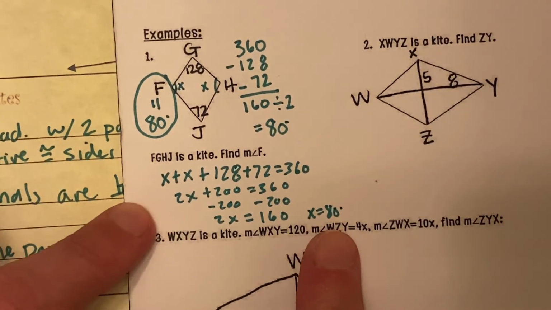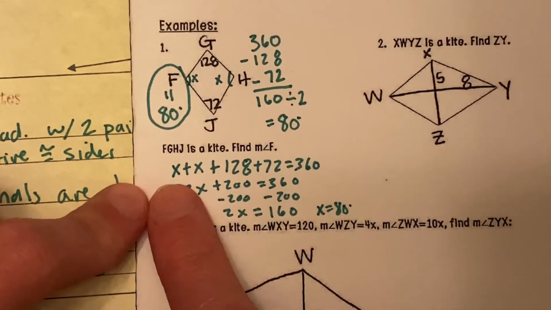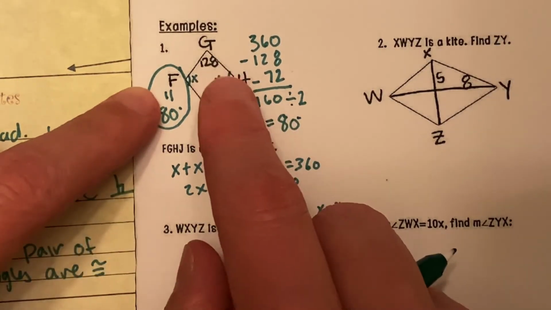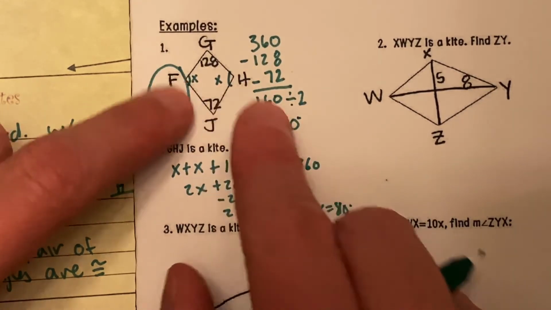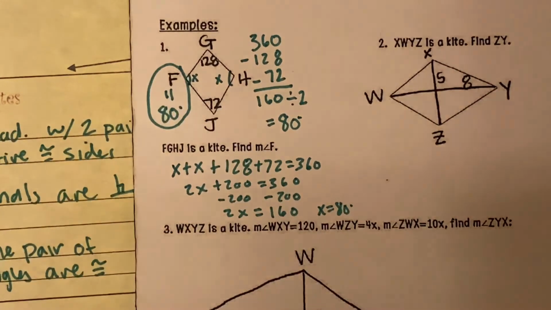So either way, you could have got to the answer. If this way is easier for you, do it that way. If not, you can just take 360, subtract the ones you know, and then you know you have to divide that by 2 to split up between those two angles.